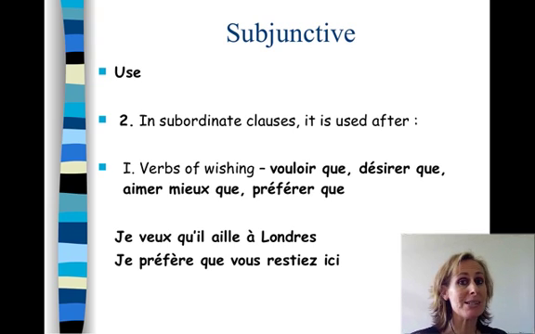If the subject is the same in the main clause as in the subordinate clause, then it's much better, much more elegant, much neater to use an infinitive. But in this instance, the subject of the main clause is different to the subject of the subordinate clause, so we will go ahead and make it a clause, que, and we're going to use a subjunctive. Je veux qu'il aille, je préfère que vous restiez.